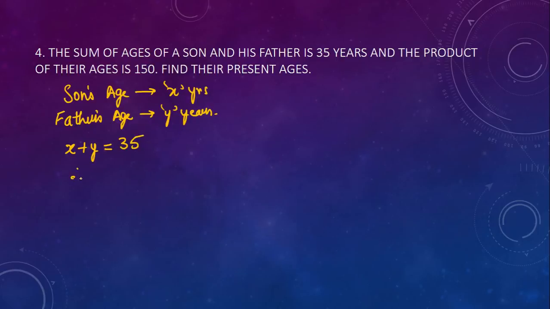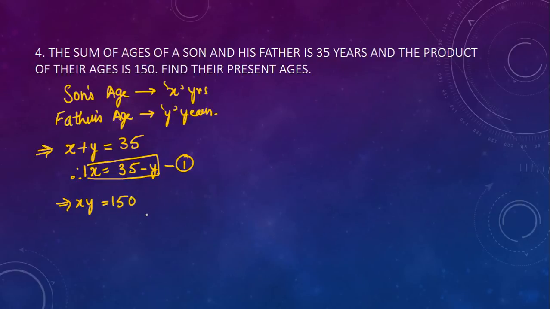Therefore, write one variable in terms of the other. So let me take x in terms of y. So x becomes 35 minus y. Equation 1. They've also given one more condition, that the product of their ages is 150. So product of their ages, xy. Now xy value is 150.